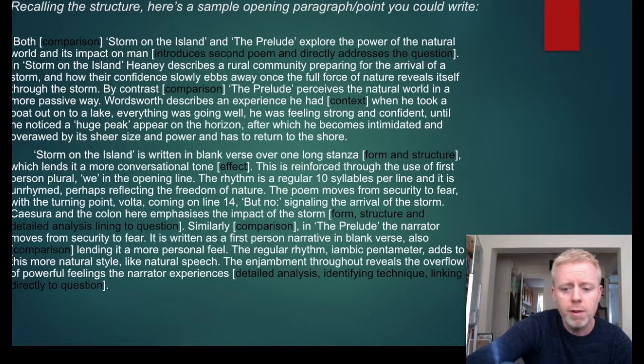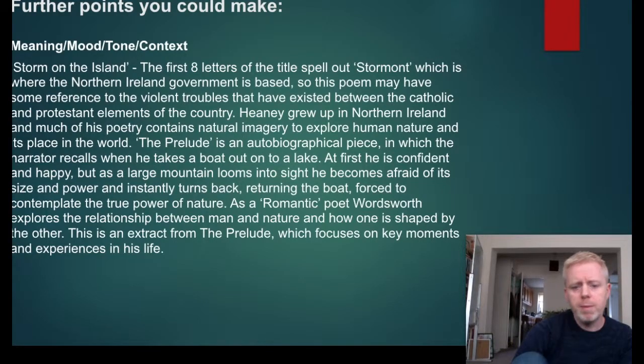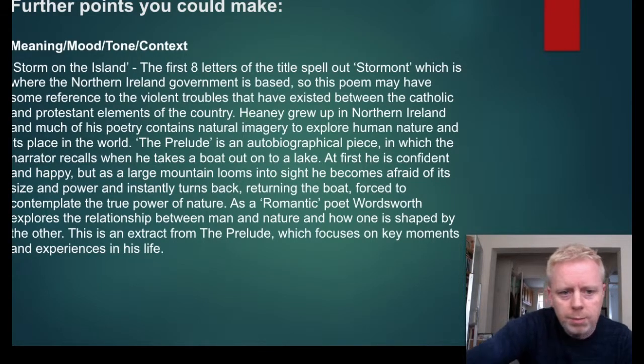Method and meaning. Identifying techniques will get you a grade 4 or 5. It's good, it's important. But to get a 6, 7, 8 and above, you need to explore the effect, the meaning created by the use of these techniques. And you could offer some tentative analysis, using "could imply" or "perhaps", so not necessarily definitive analysis. Okay, further points you could make on the meaning, mood, tone, context.